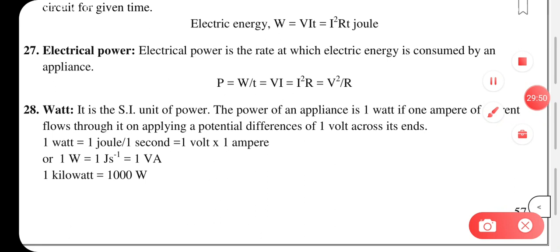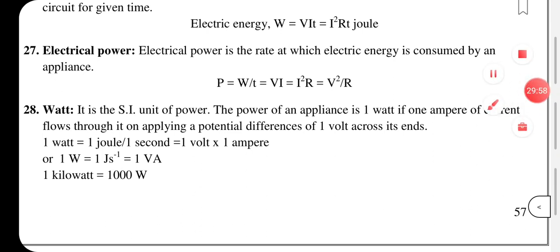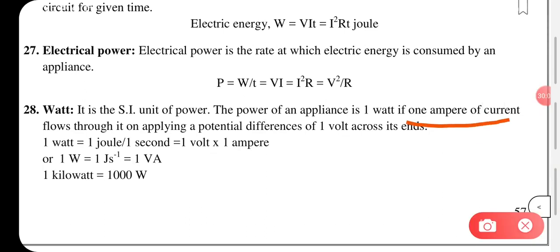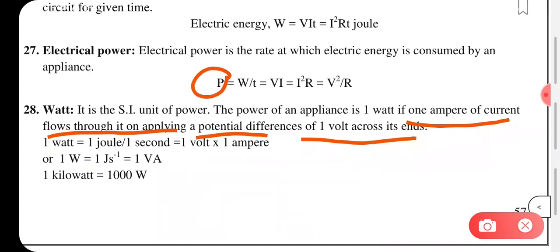Now the next one, this I already told. This is the unit in which we measure power. The power of an appliance will be 1 watt when 1 ampere of current is flowing through it on applying a potential difference of 1 volt across it. So the power will be 1 watt when there is only 1 joule of work done in 1 second.